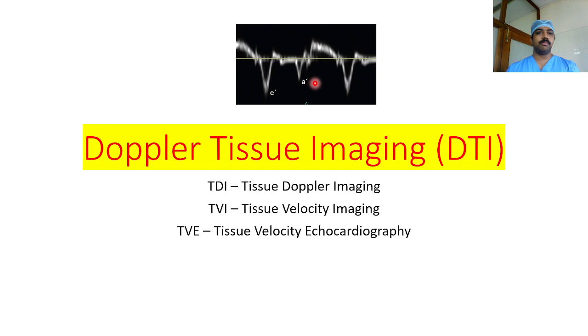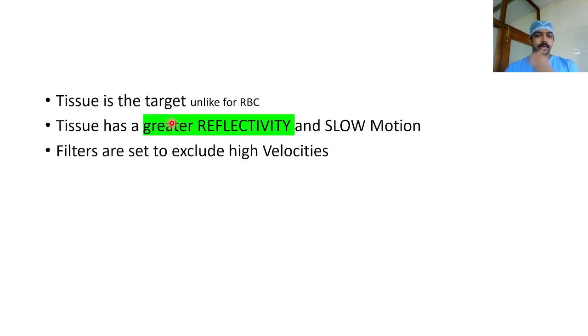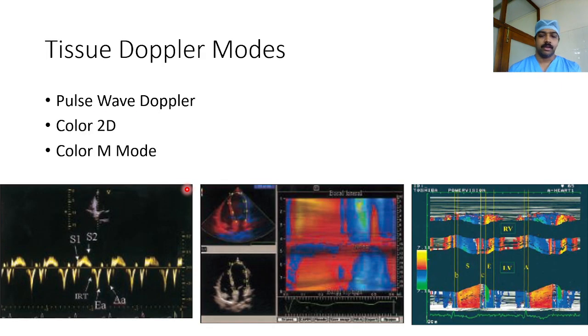So this is the typical Doppler image which we will get. In tissue Doppler imaging, the target is the tissue. Unlike for RBC, the tissue will have a greater reflectivity and a slow motion. So the tissue will also reflect the sound and it will have a frequency shift. Based on that, we get the tissue Doppler signals. There are various tissue Doppler modes, that is pulse wave Doppler, color 2D and color M tissue Doppler images.